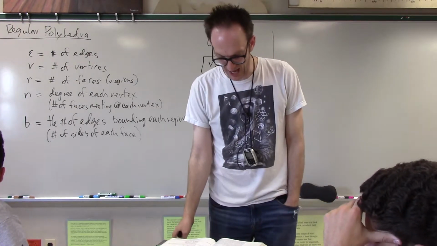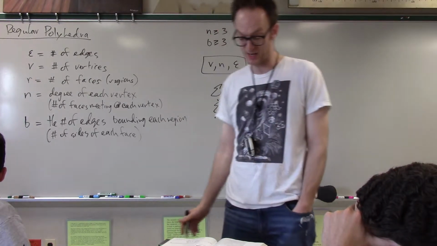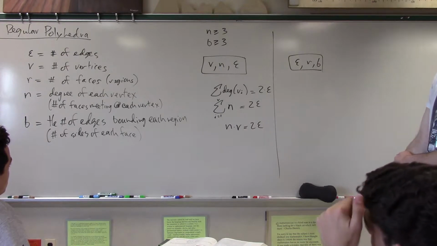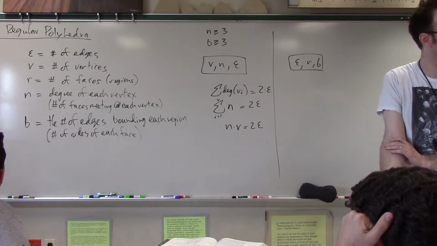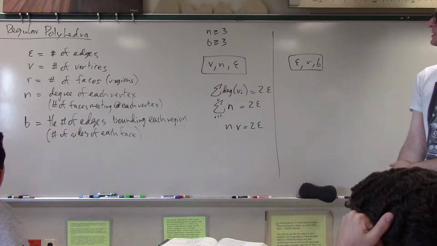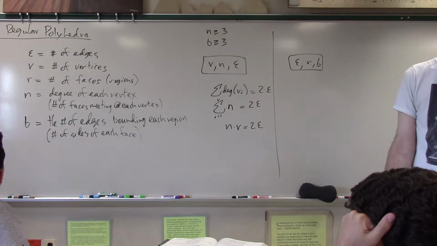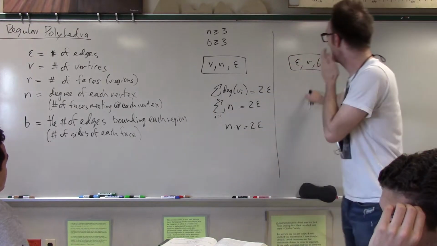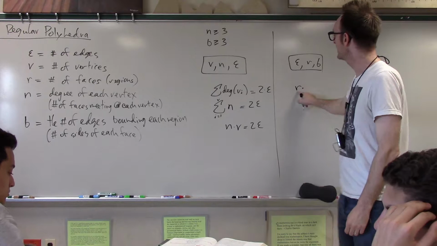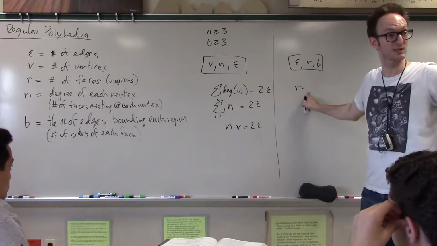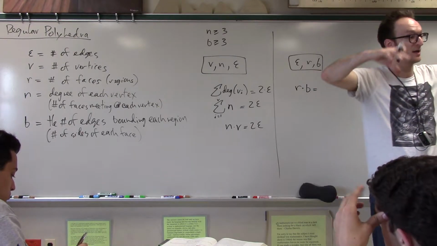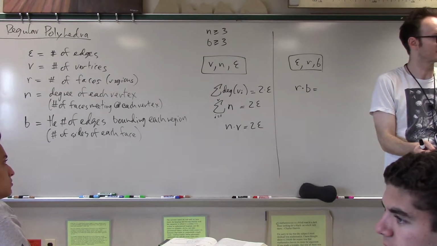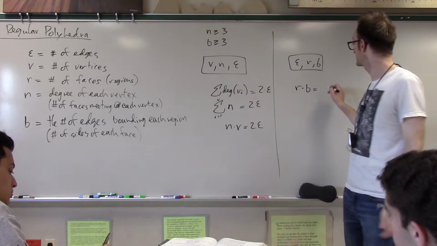But there's a similar handshake-like relationship between epsilon, r, and b. Now look at every region, face, same thing. We can count the number of edges bounding each region. So you have R regions. Each region is bounded by how many edges? B. But if I multiply the number of faces times the number of edges that surround each face, I've double counted the edges, because every edge is a member of 2 faces. So this also double counts the edges.